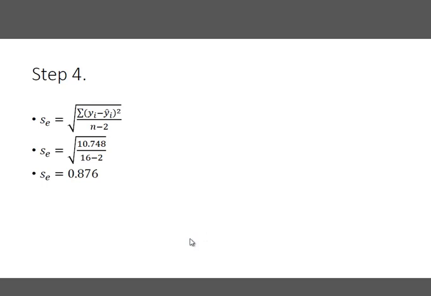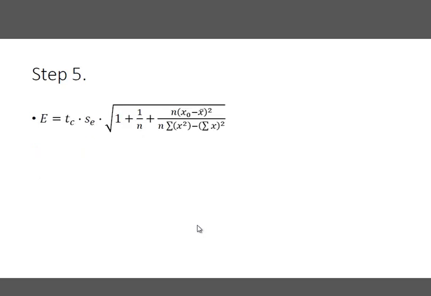Now step 5, this again, big scary equation, but a lot of the stuff we already know. For instance, the t-score we got from earlier, that was from a previous step, step 3. Standard error came from just that previous step, so we'll just plug those numbers straight in for those things. Anywhere you see an n, in this case we're going to put 16 because that's our sample size.